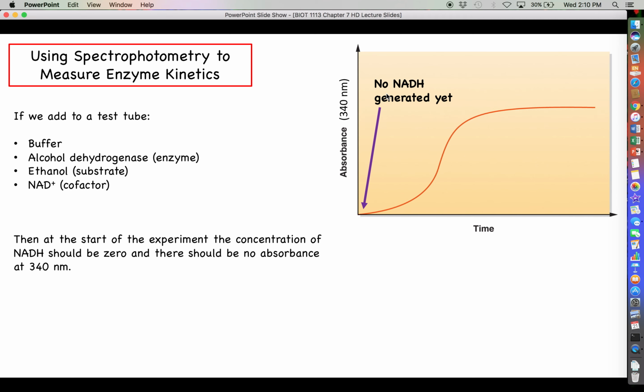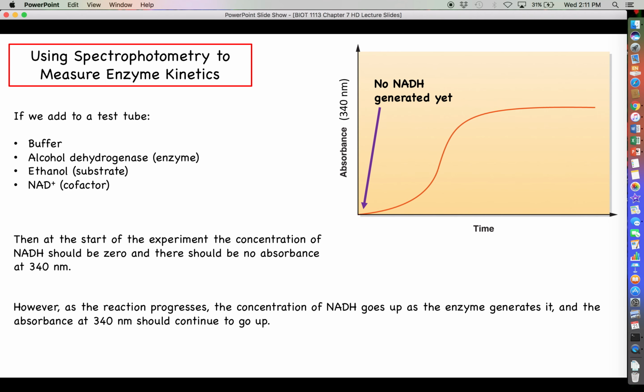Well, at the start of the reaction, if 100% of the NAD plus is still NAD plus and we have not actually gotten any enzymatic reactions happening yet, the absorbance value should be 0 because we should not have generated any NADH yet. And keep in mind, we're absorbing at 340 nanometers. NAD plus does not absorb at 340, NADH does.